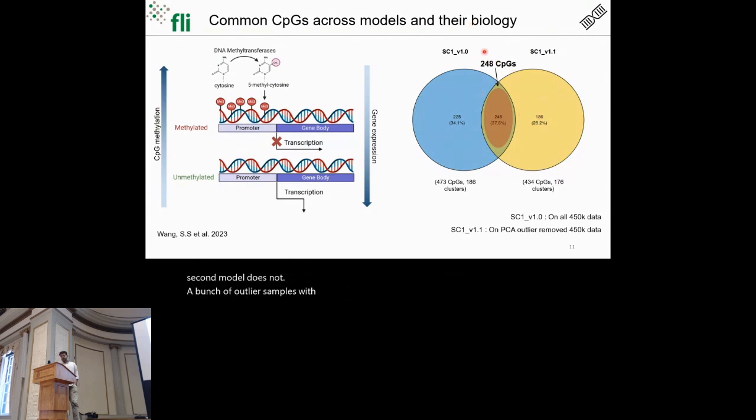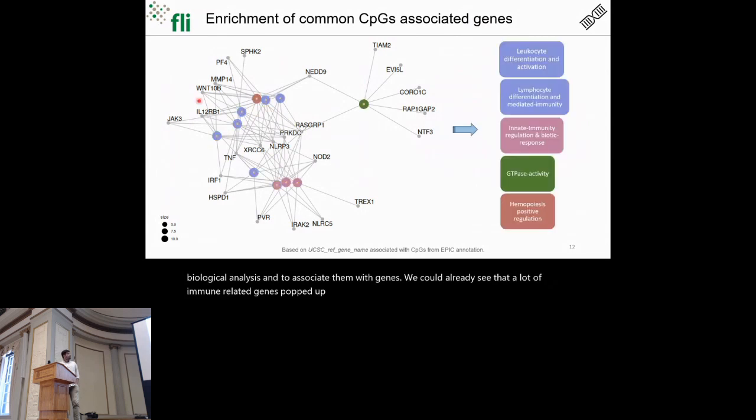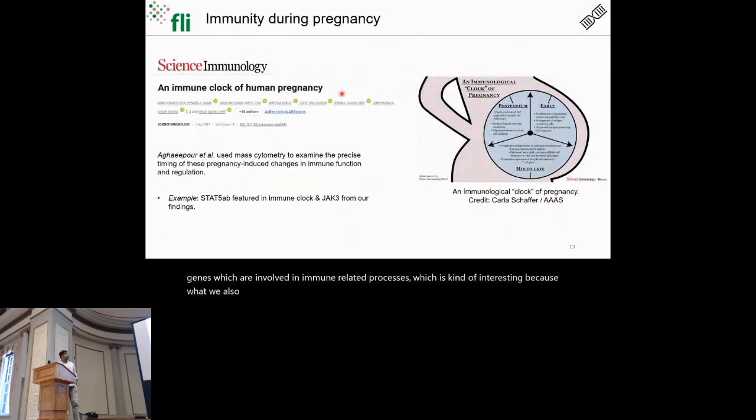With this common set of CpGs, I wanted to do a biological analysis and associate them with genes. We could already see that a lot of immune-related genes popped up in our analysis. So for example, a bunch of these genes are related to leukocyte differentiation, lymphocyte differentiation, immunity, innate immunity, GTPase activity, and so on. So basically, the idea is that these CpGs, which we train on in our model, point towards genes involved in immune-related processes, which is interesting because we also found that there was a paper in 2017 where the authors trained a clock on blood samples of mothers.